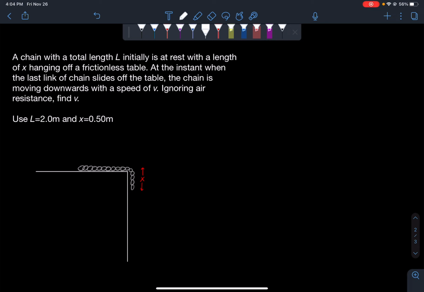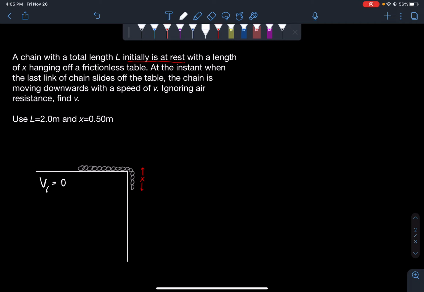So first thing I'm going to note is just that it says explicitly initially at rest. So I'm just going to write for future reference that means the initial velocity is 0, right? So it starts not moving and then it's released and then it will fall off the table.